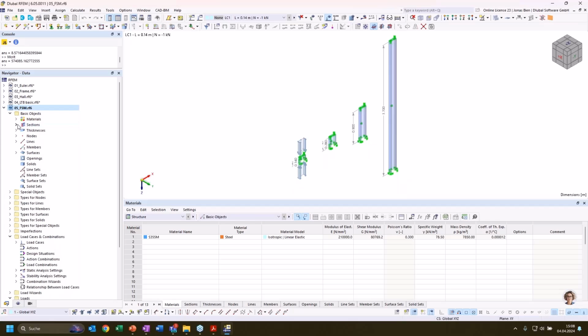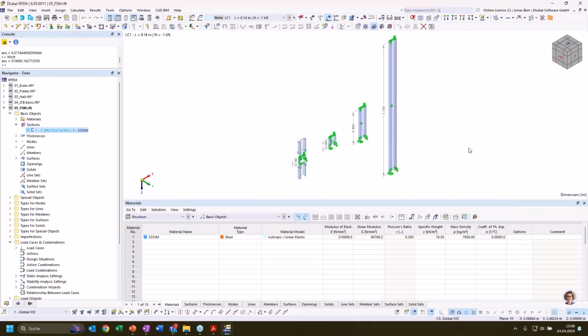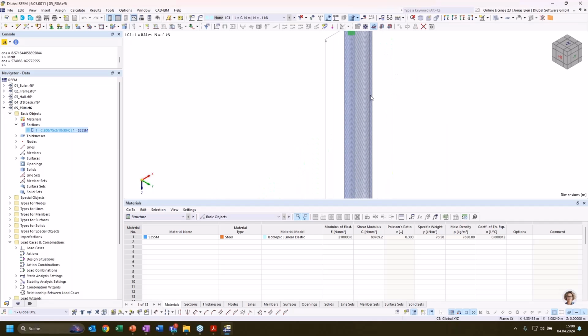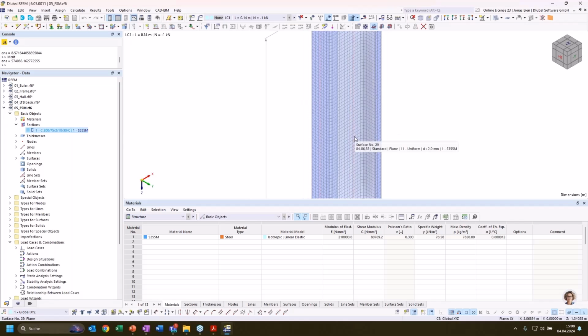So here I have prepared a fifth model where I have a parametric C section with a height of 200 millimeters, width of 75, and a wall thickness of 2 millimeters. So that would be a perfect example for a thin-walled, cold-formed section. And as I just have shown you, I have transferred my beam model into a shell model. I have meshed it very finely in order to get all the relevant local buckling modes.